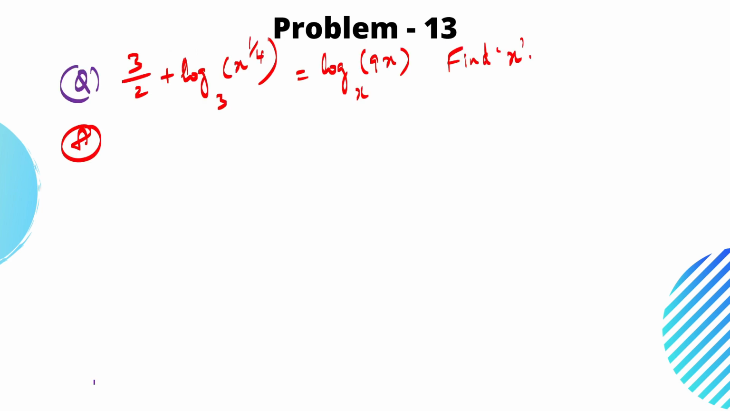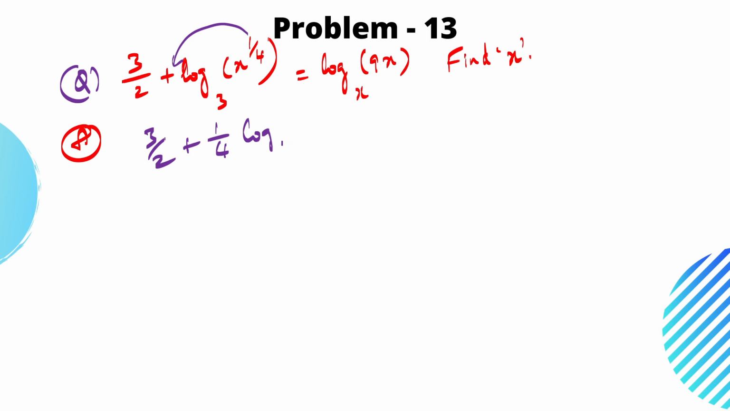Now let us solve one more question. 3 by 2 plus log of x to the power 1 by 4 to the base 3 is equal to log of 9x to the base x. Find the value of x. So we are asked to find the value of x. So 3 by 2 plus 1 by 4 comes here, as we know, 1 by 4 into log. Please remember, learn and memorize all the properties first, because they all will be handy. We don't know where to apply which property unless we know the properties. Be very clear with all the properties of logarithms, surds, indices, and everything.